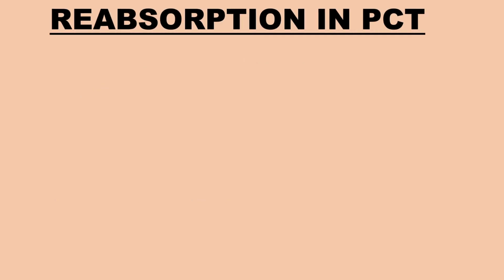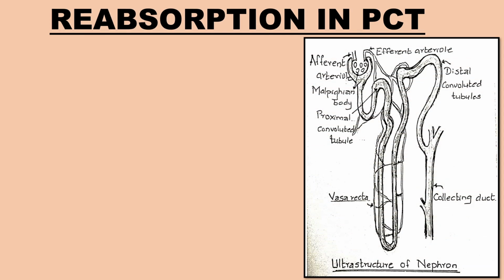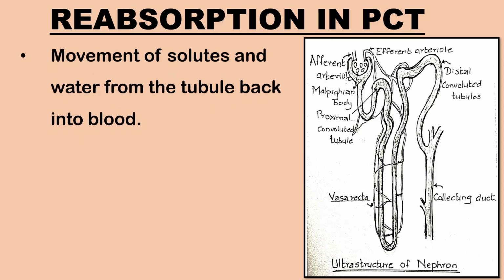Next, we shall learn about reabsorption in the proximal convoluted tubule. Reabsorption is the second step in urine formation. It is the movement of solutes and water from the tubule back into the bloodstream. The filtrate moves to the proximal convoluted tubule (PCT), where most of the reabsorption takes place.